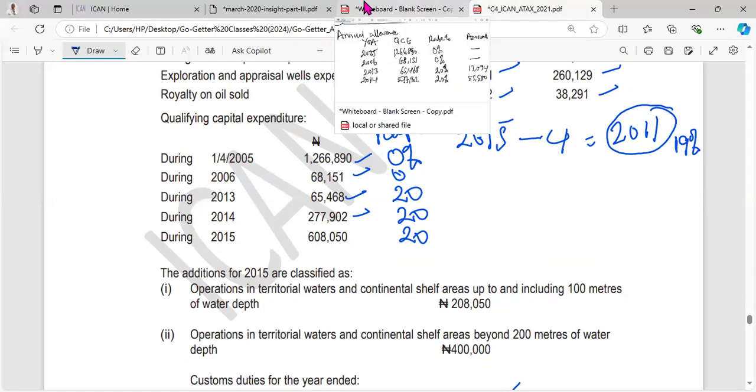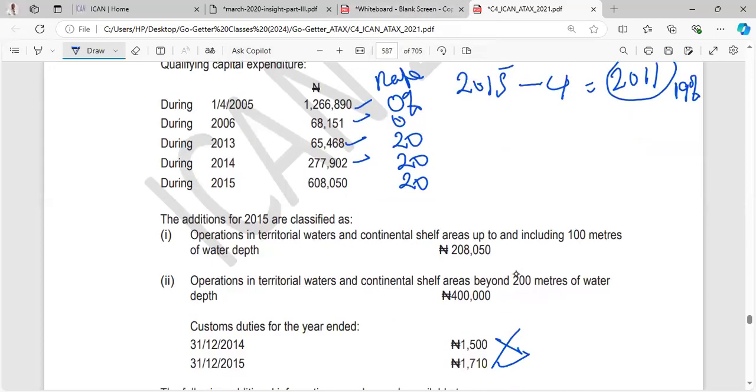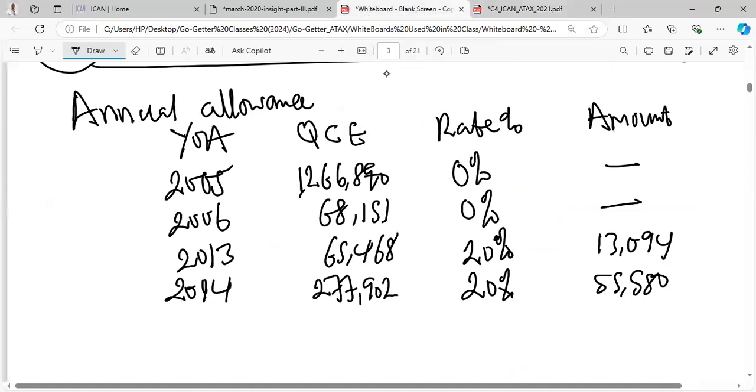Now before I do 2015, I know this is 2015, right? Now if you see this figure, this 608050 comprises of this and this. So if you add them together, it gives you this figure here. So we need to understand that these are the two figures that became this. So this is the one that is acquired in this year. 608050. So this is 2015.